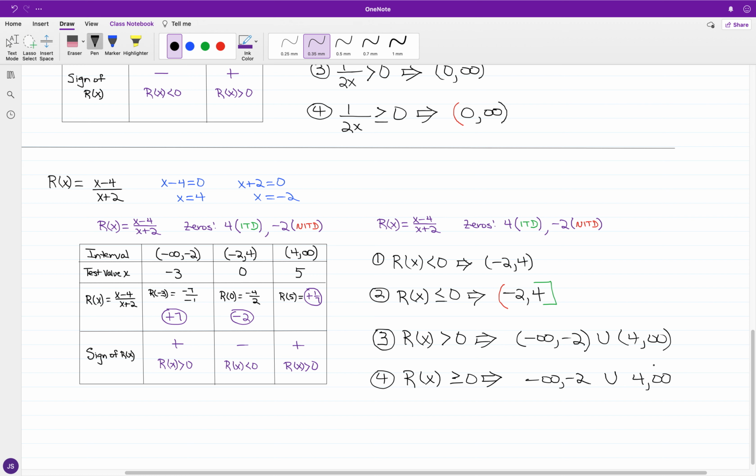Once again, infinities are boundless, so these will stay in parentheses. And again, -2 is not in the domain, and 4 is in the domain. So just like in both cases, 4 creates the equal to 0 part for this rational function, and so again, this is going to be in the bracket.